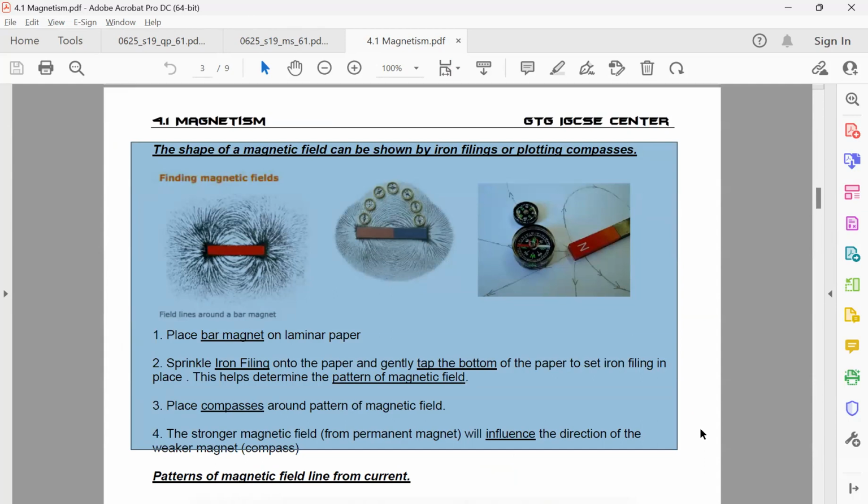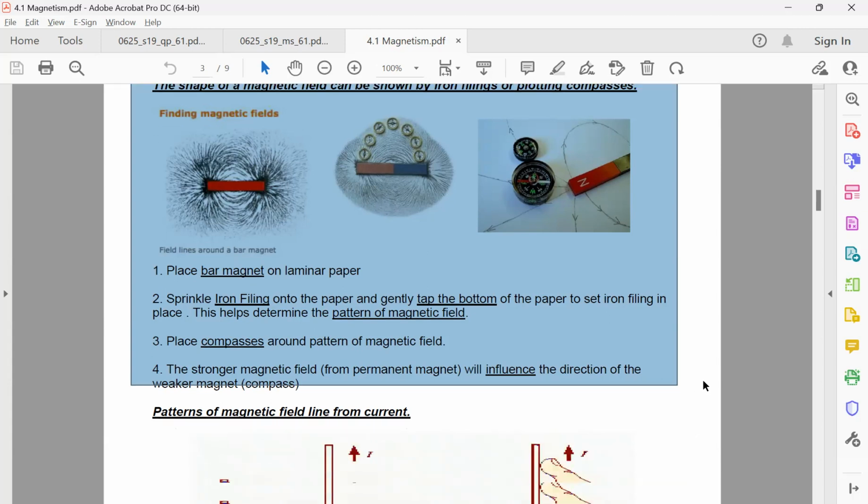If anyone doesn't know what I'm talking about for this one, iron filing is literally another fancy way to say iron powder. What they do is, this iron filing and compass is going to help us determine the pattern and also the direction of the magnetic field, which is a simple experiment you need to do.